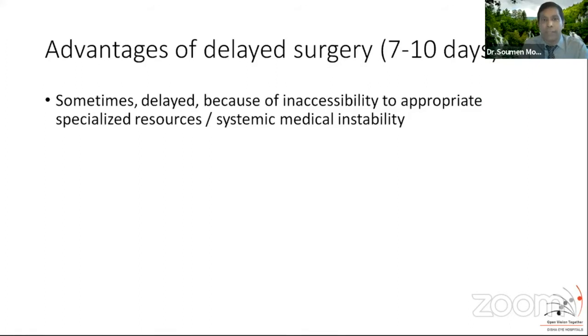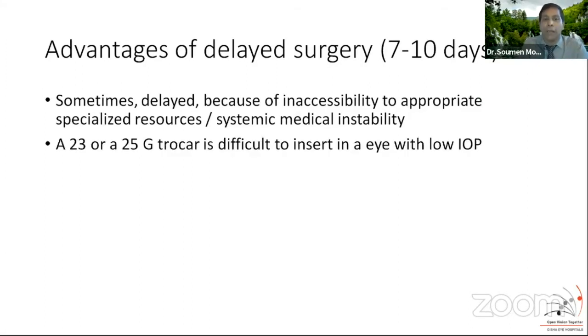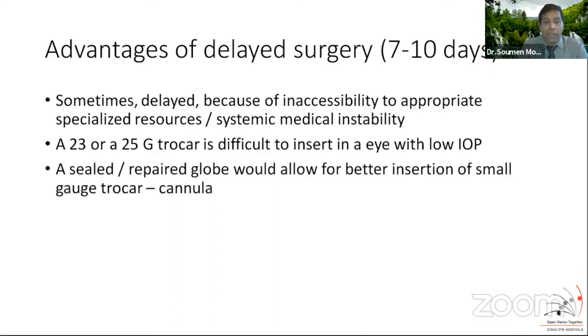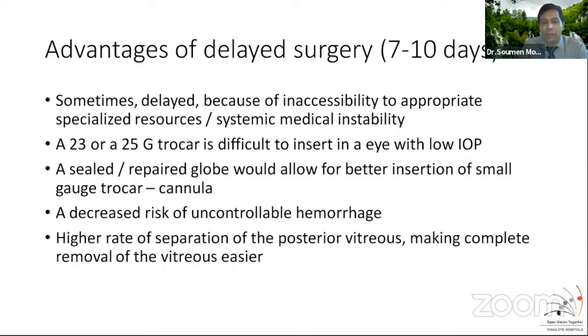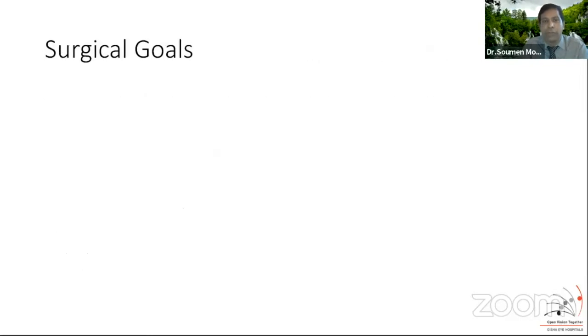But there are some advantages of delayed surgery too, delayed as in 7 to 10 days. Initially, when the globe is ruptured, a 23 or 25G trocar might be difficult to enter the eye. A sealed or repaired globe would allow for better insertion. There would be a decreased risk of uncontrollable vitreous hemorrhage, and there's a high rate of separation of the posterior vitreous, thereby making removal of the vitreous easier.